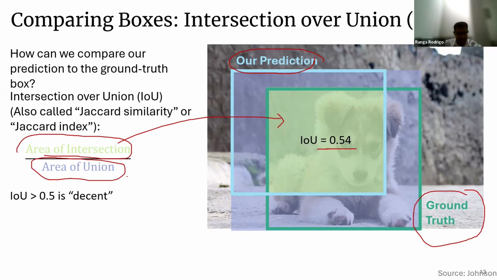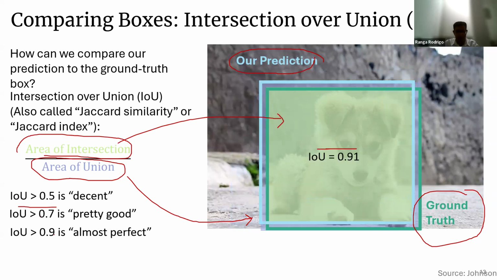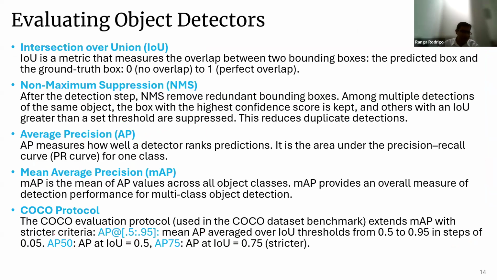That's a good measure, right? So if this is 1, it's a perfect detection. If this is greater than 0.5, it's a decent one. 0.7, a very good one. 0.9, an almost perfect detection. So IOU, or intersection over union, or Jaccard index, is required to evaluate the goodness of an object detector. But it's slightly more complicated than that.